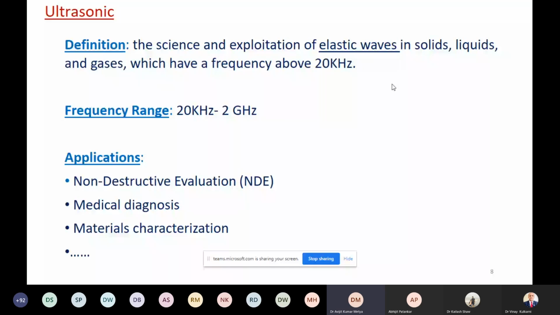There are lots of applications. I have already told you about non-destructive evaluation for structural integrity. Then medical diagnosis: whenever we go to a doctor or pathology lab, they give us an ultrasonic inspection, and we see what is inside our stomach, some fetus movement or something like that in the image. That always uses the ultrasonic technique. And materials characterization, as I have already told, whatever is happening inside the material can be assessed using ultrasonic.